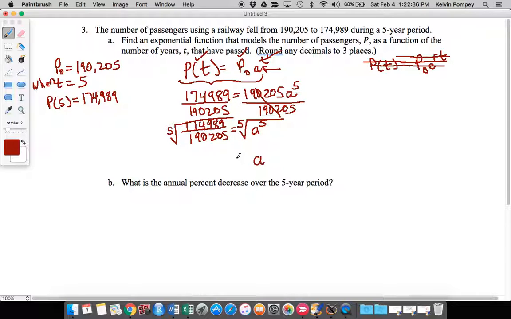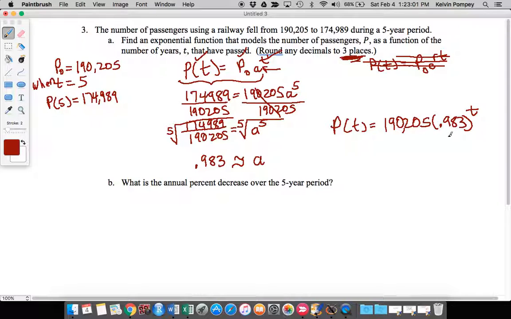And I get that A is approximately, if I round that to 3 decimal places like the question asked, 0.983. And so my function in general would be P of t equals 190,205 times 0.983 to the t, okay?